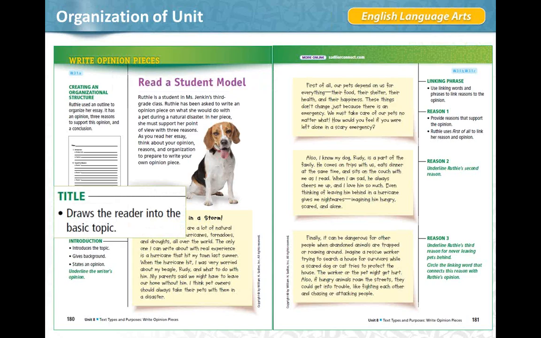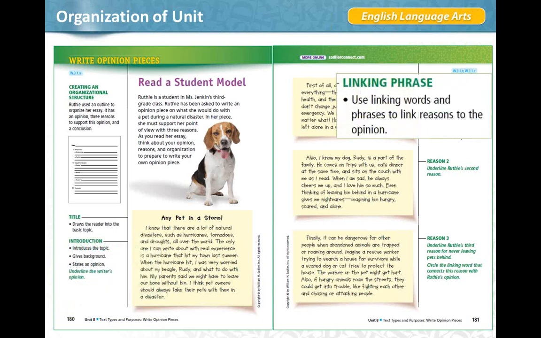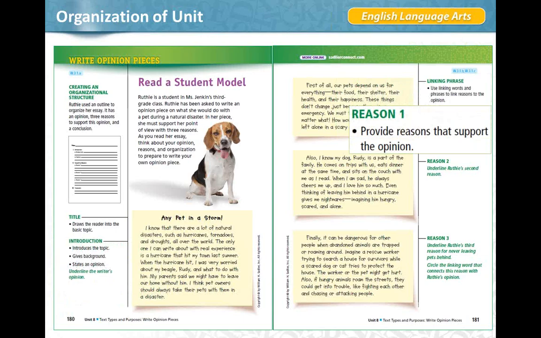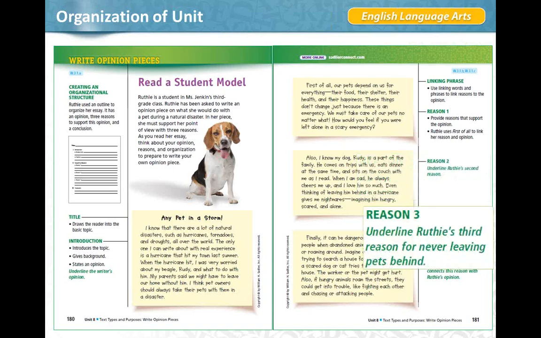We have to talk about the title and what the importance of a title is. It draws the reader into the basic topic. How to introduce an opinion piece, introducing the topic and background knowledge and stating your opinion. And then, of course, we've talked about linking words. We talked about our reasons, how we're going to link our reasons together. We're engaging the students along the way because they're not only just reading a student model, but we're asking them to identify where the student in this model, Ruthie, has her second reason, so that they're getting acquainted with identifying reasons. And again, we want to engage them and cite evidence.